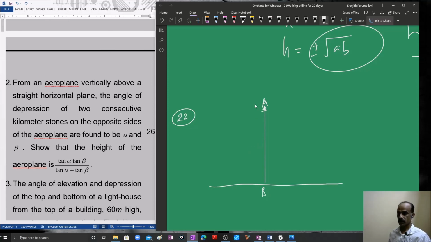The angle of depression of two consecutive kilometer stones. What do you mean kilometer stones? When you drive, when you travel, you can see stones.